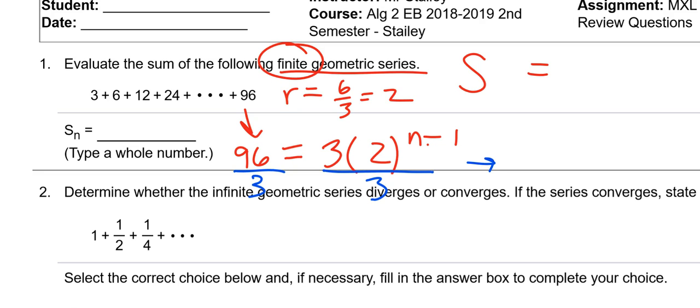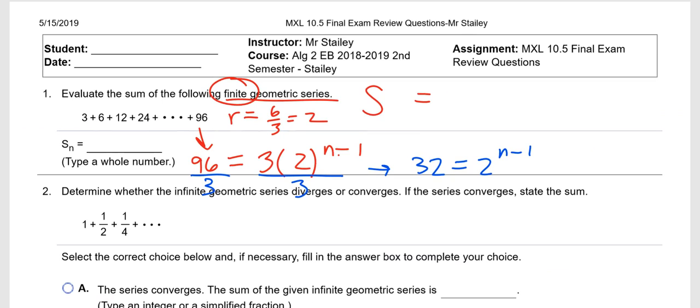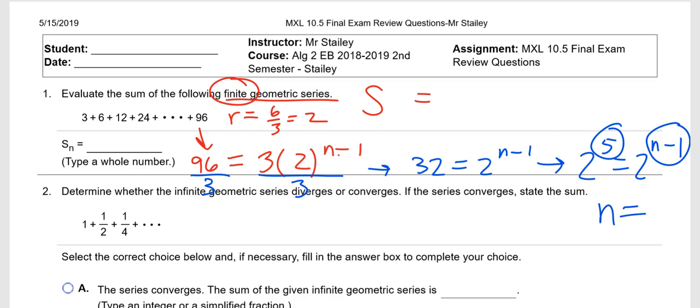Now, I told you guys that you could either use logarithms or, because the number 32 is small enough, you could kind of guess and check. Just depends on what you want. Some of you probably will figure out that 32 is 2 to the 5th. So what does that mean about n? How many terms are we dealing with here? 5 equals n minus 1, so what's n?